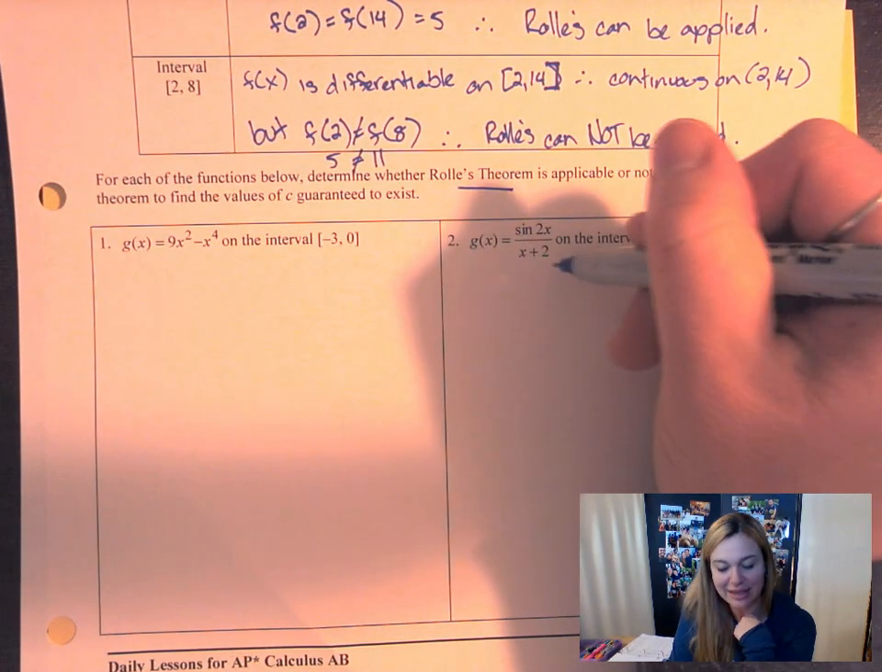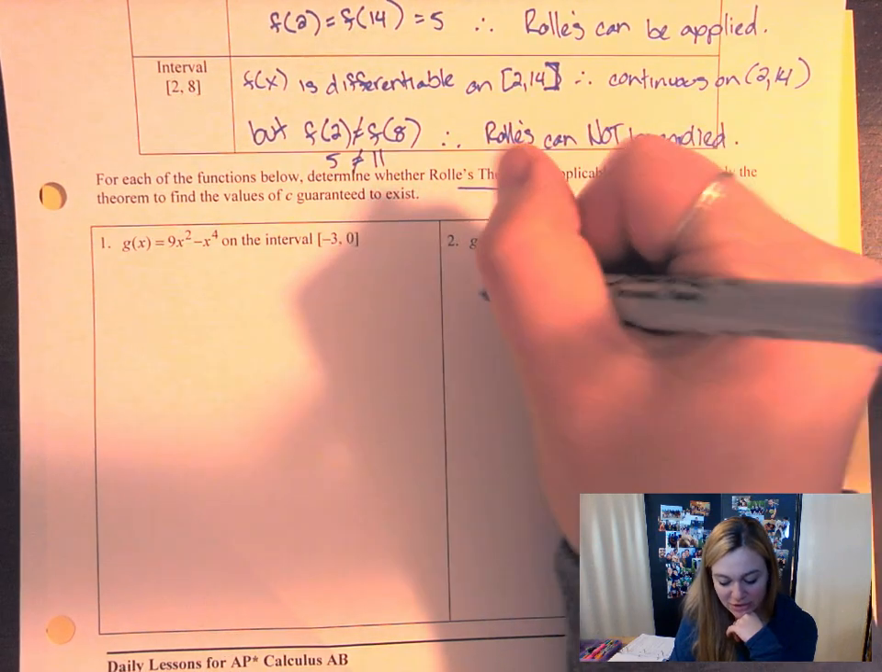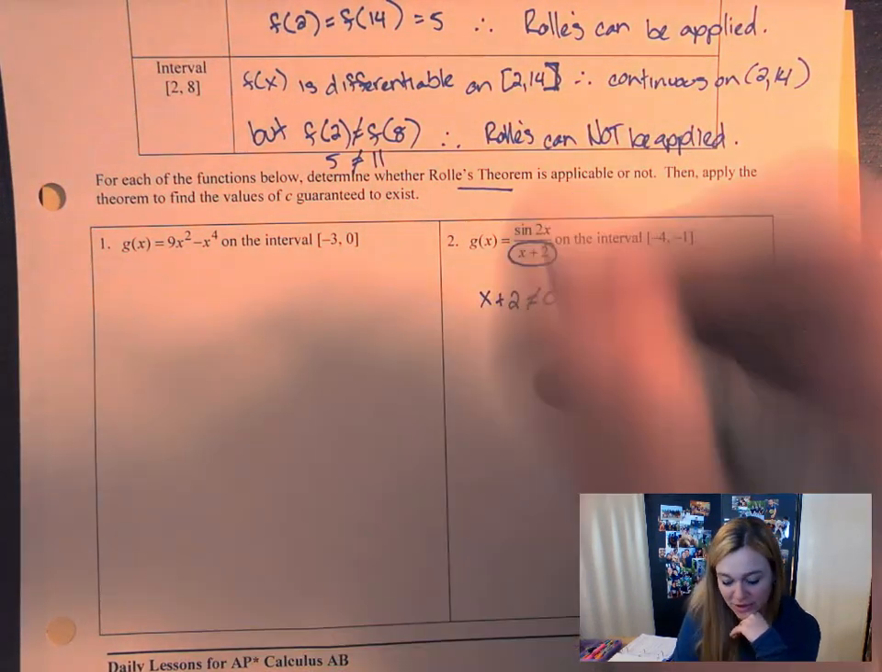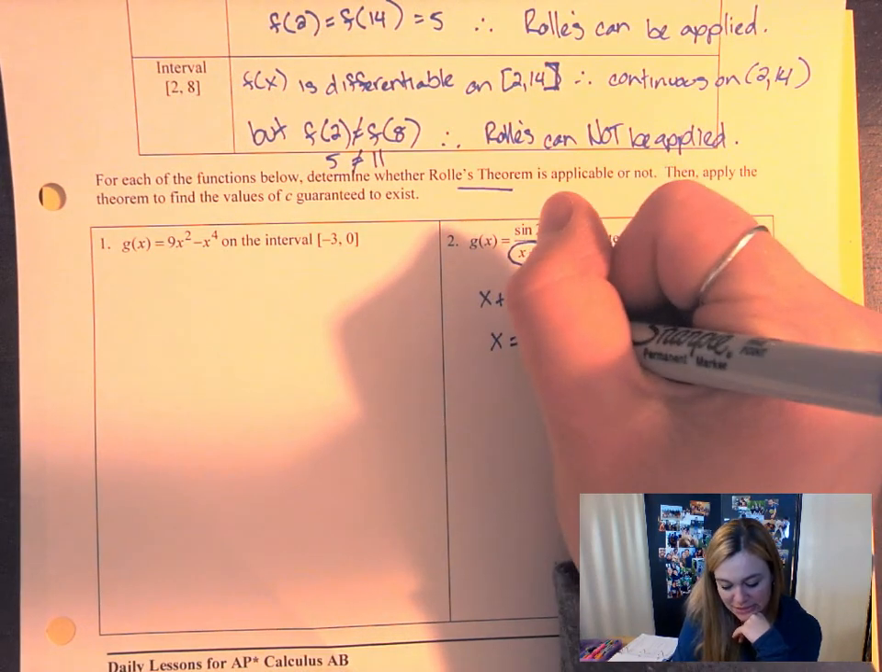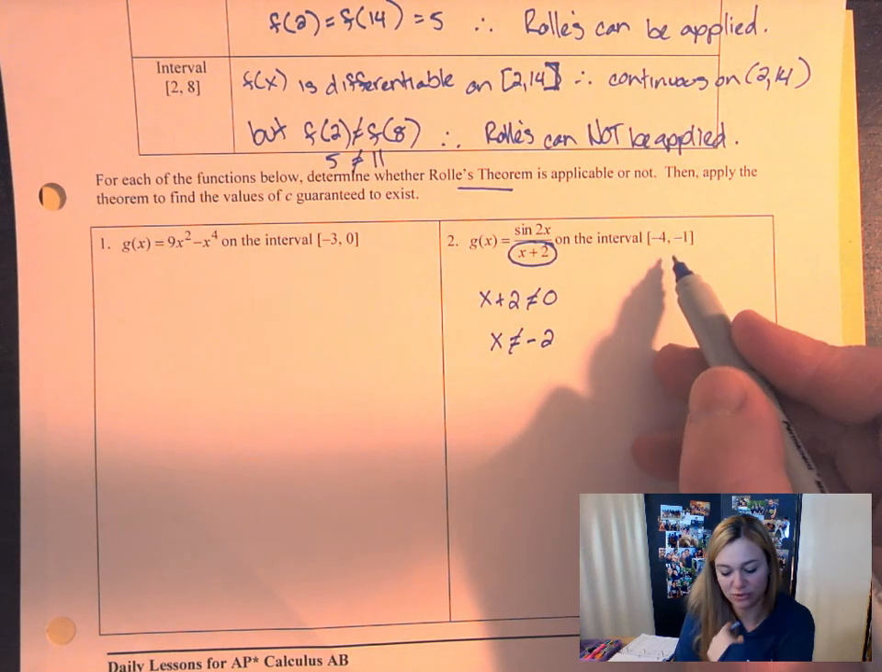It looks to me like it's going to be easiest to check for continuity first, because this denominator can't be 0. You can't divide by 0. That means x cannot be -2. Oh man, it's in the interval.